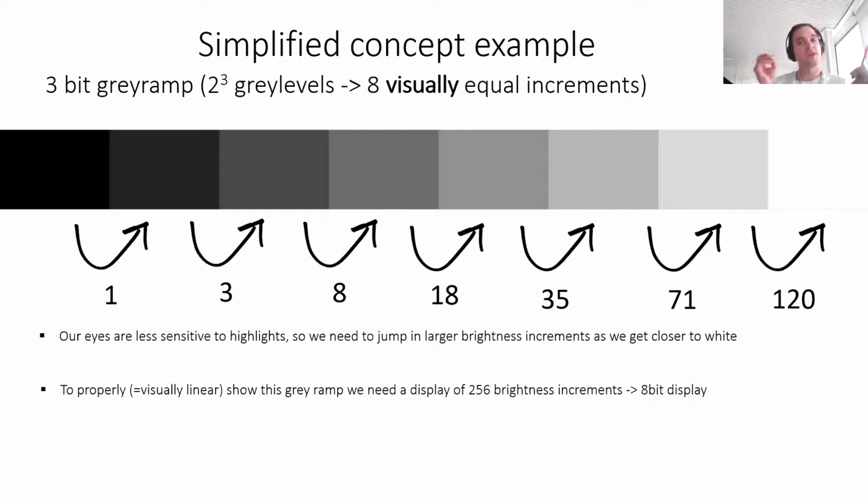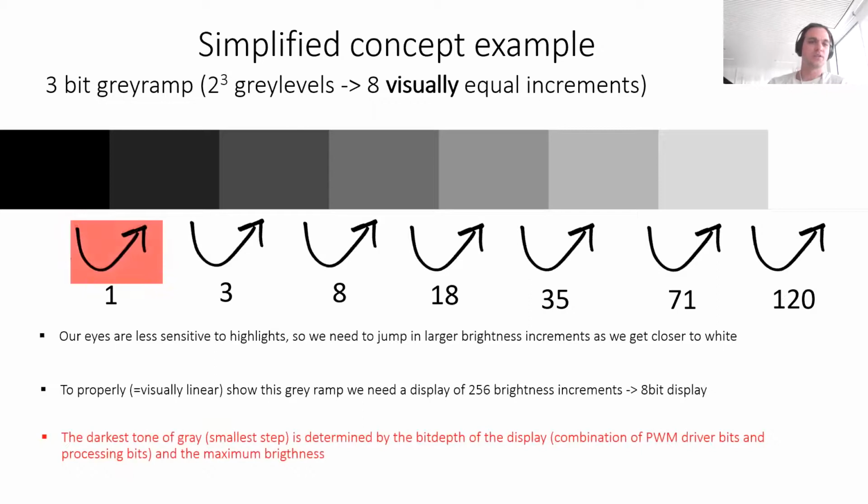So that's the first thing you should remember. The bit depth of the video is not the same as the bit depth for the display. And then the darkest tone of gray is the smallest step, the one there, and that's usually a fixed thing. That's a fixed number, and it's determined by the maximum brightness and by the bit depth of your driver.